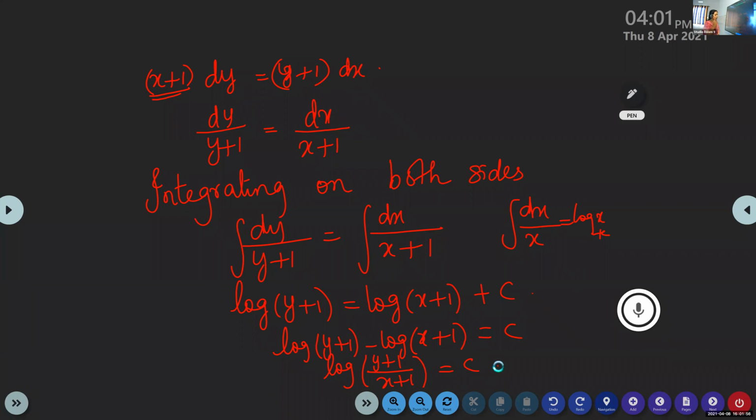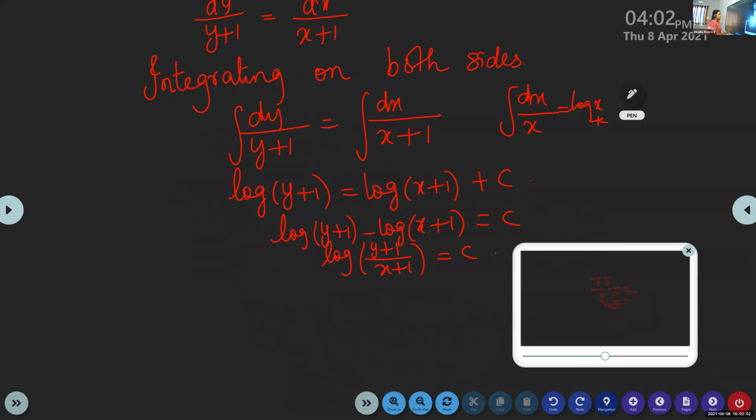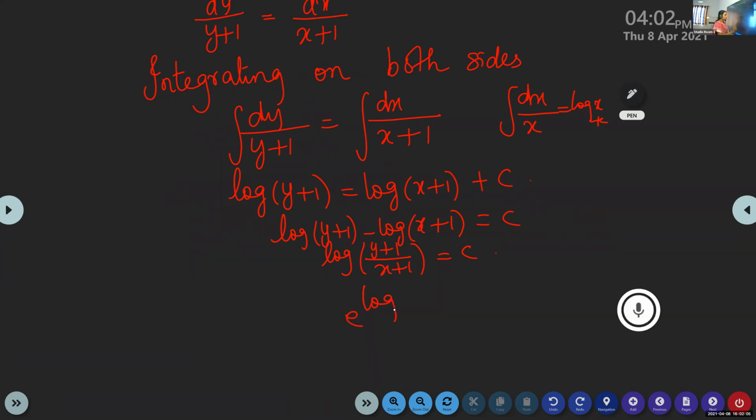Now, in order to remove log, we can take base e on both the sides. So e raised to log of y plus 1 by x plus 1 is equal to e raised to c. Now e and log are reciprocals of each other, so these two will get cancelled. So we'll get y plus 1 by x plus 1 is equal to e raised to c, which is a constant. We can name it as another constant, c.